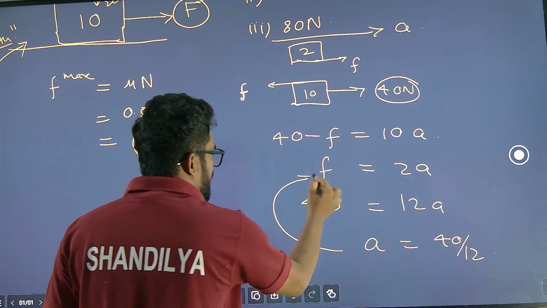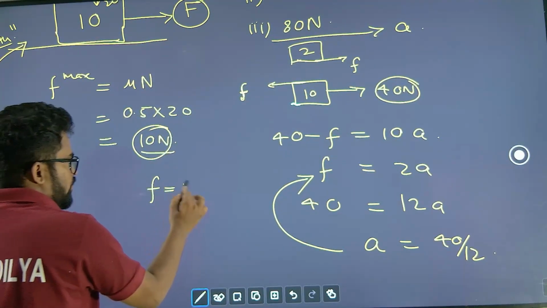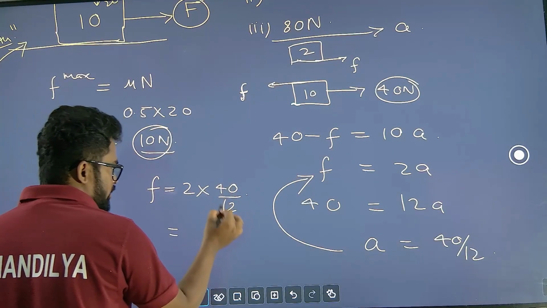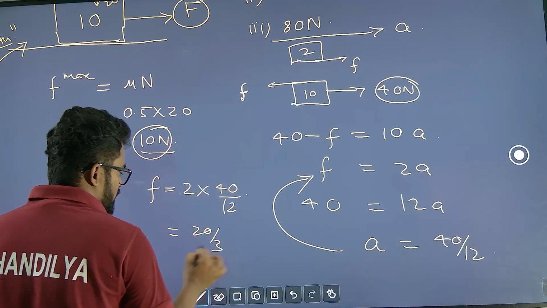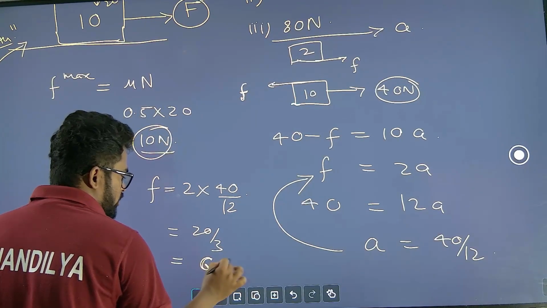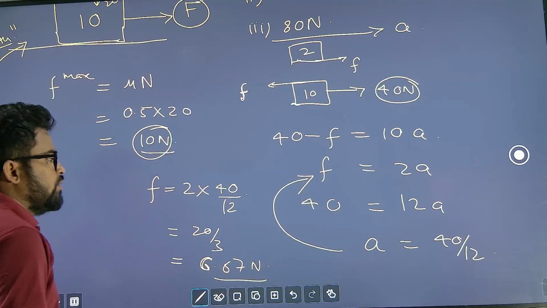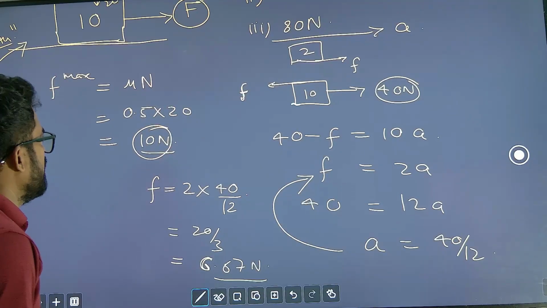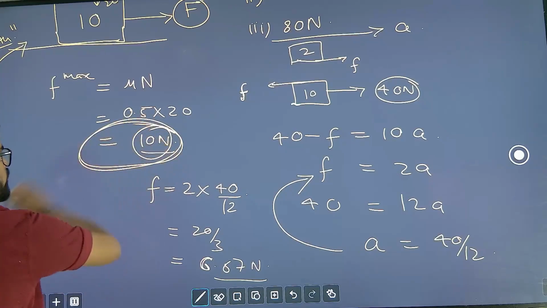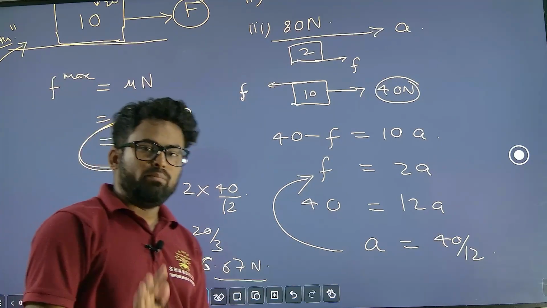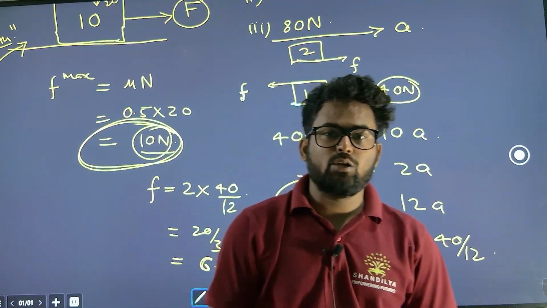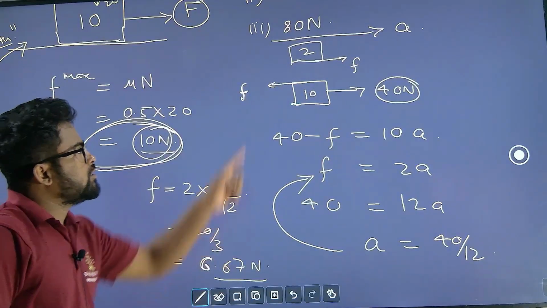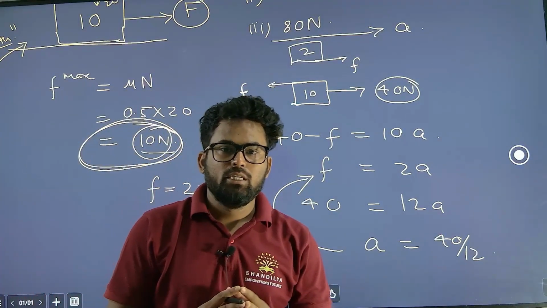Putting this acceleration back in the friction, you'll get that the friction is 2 into 40 by 12. So it is 40 by 6, that is 20 by 3, approximately 6.67. That is the friction. This is the friction value that is required to take the blocks together. And how much do we have available in stock? The friction available is 10 Newton. So it means that the friction is sufficient to provide the required value. The required value is coming out to be 6.6 Newton. It means that this case is true and both the blocks would move with the same acceleration.